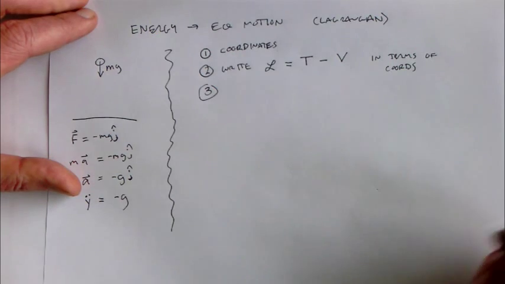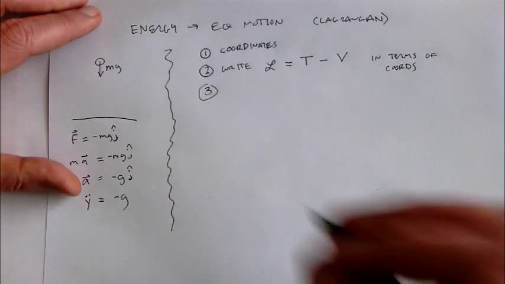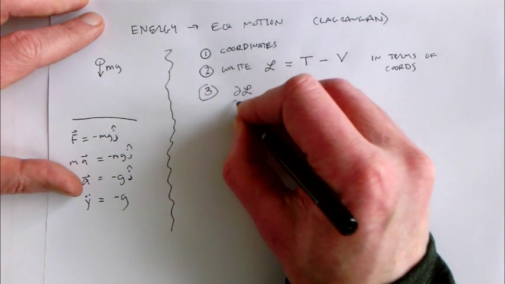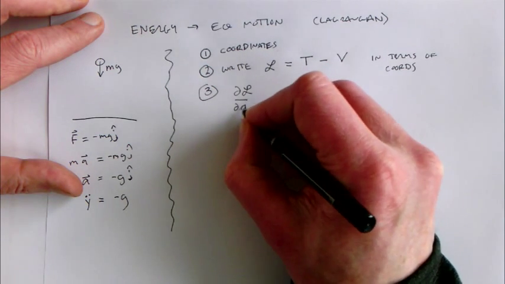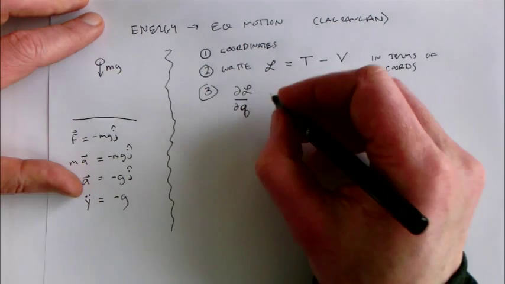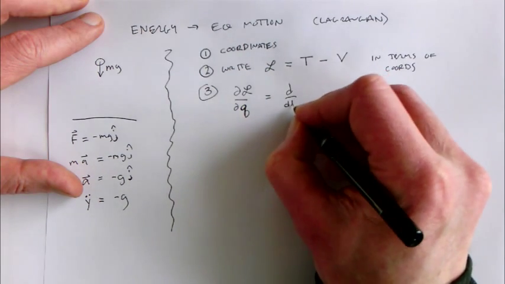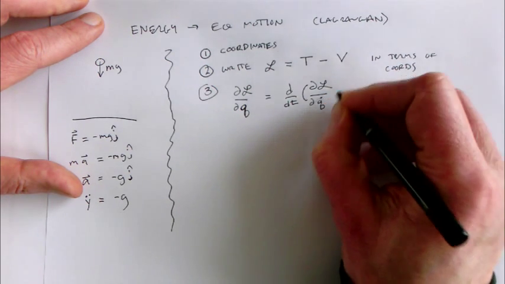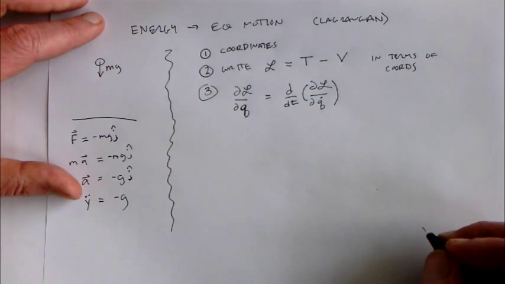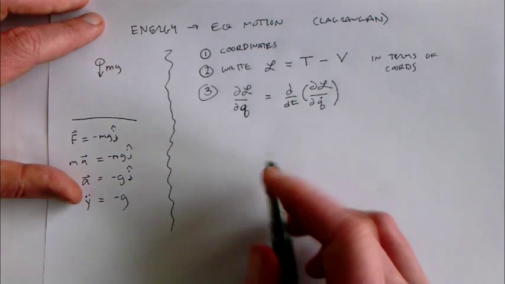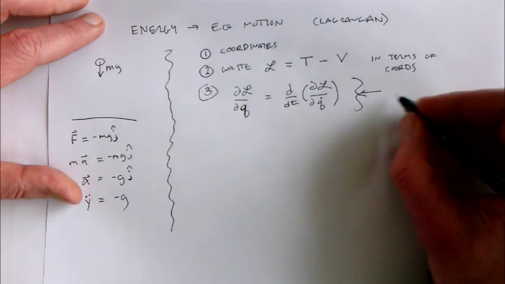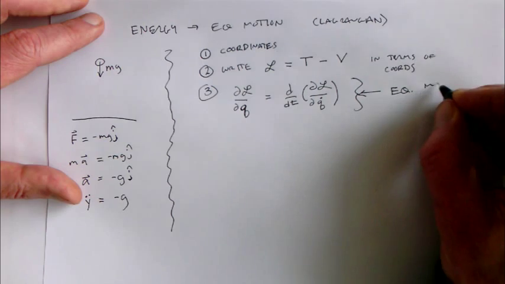And then finally, once you've done that, you're going to take partial derivatives of the Lagrangian in order to figure out what the equations of motion are. In particular, you set the partial derivative of the Lagrangian with respect to the position state variables equal to the derivative with respect to time of the partial derivative of the Lagrangian with respect to the velocity state variables. This equation, or in many cases a set of equations, gives the equations of motion.